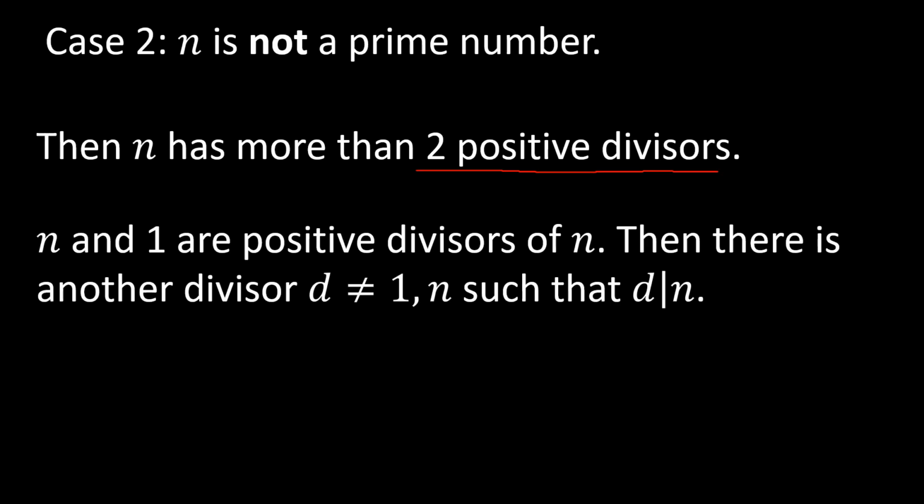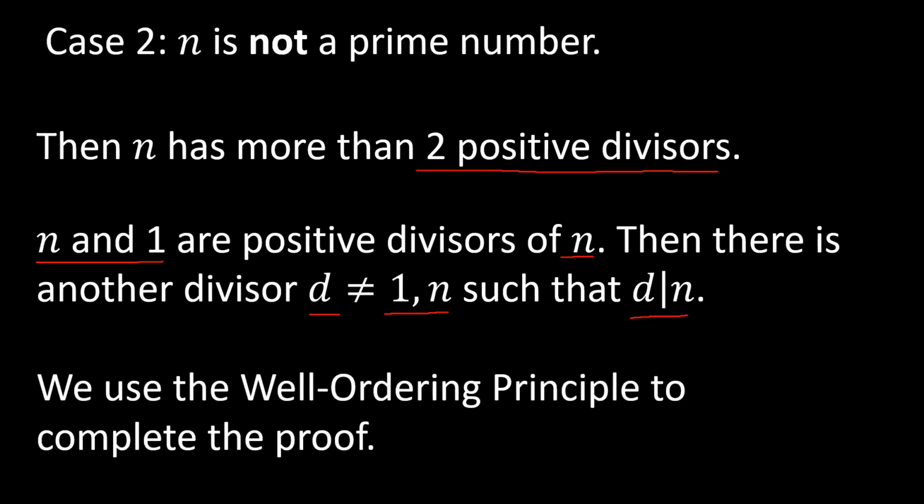Now, one thing that we can immediately say is that n and 1 are both positive divisors of n. Any number n will always have n and 1 as divisors. Because this is not a prime number, there is another divisor, d, that is not 1 and n, that divides the number n. So we have a third positive divisor of n.